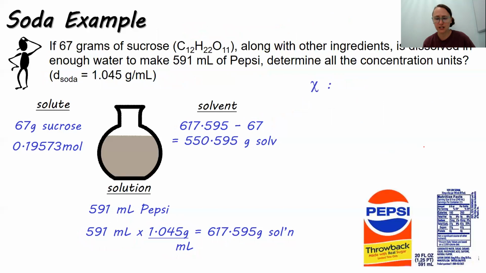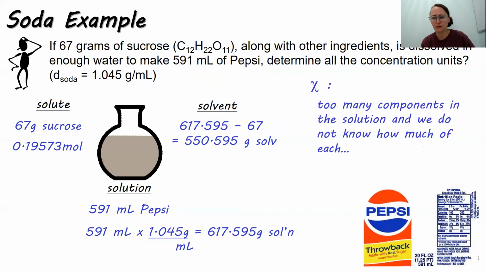For mole fraction, that's going to be much harder. There's a lot of other ingredients in Pepsi, so we really can't calculate the total moles here. We could do a brief calculation and calculate the moles of sugar and the moles of water and add those together to get an approximate mole fraction, but again, there's a lot of other ingredients, so it would be hard to do the total moles here.